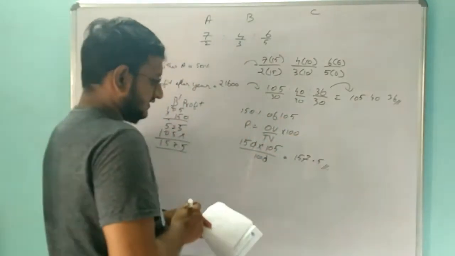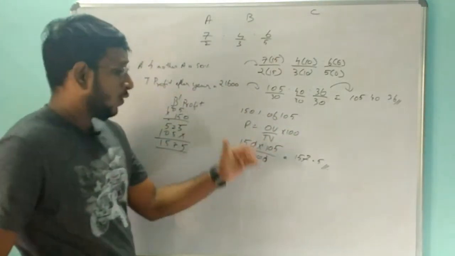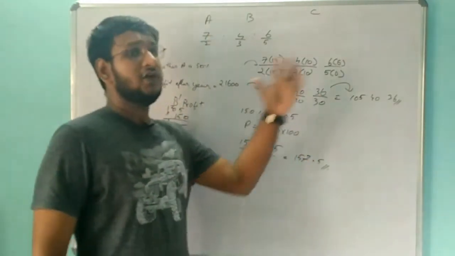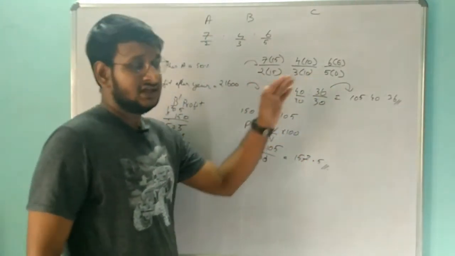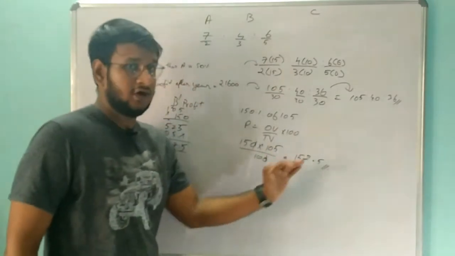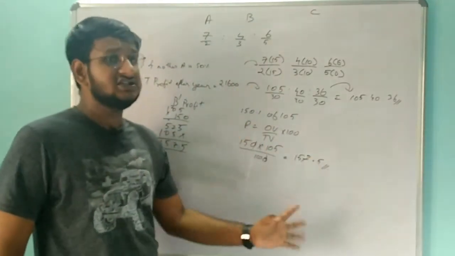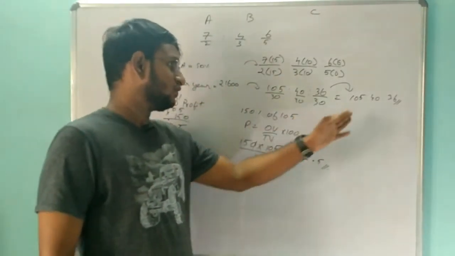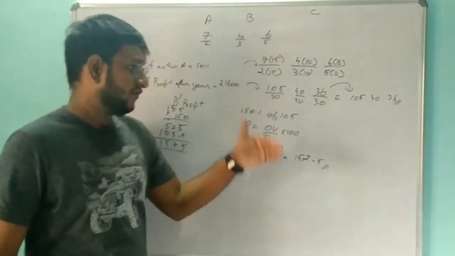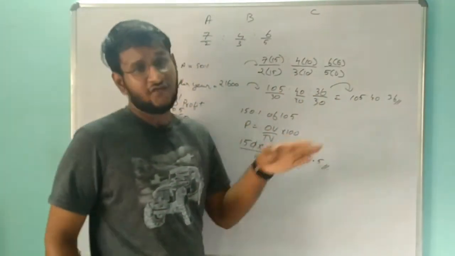So from the 4th month he has increased his share to 157.5. Before that, for the initial 4 months, his share was 105. After 4 months he has increased his share to 157.5.